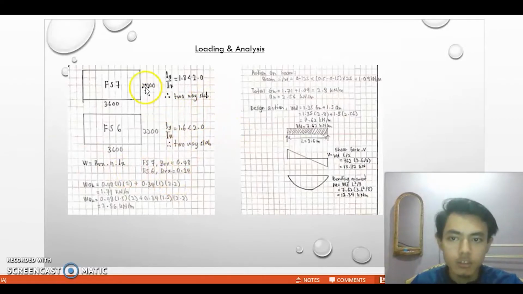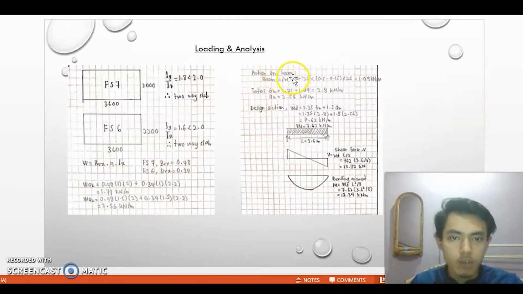For this beam, we have two floor slabs, which are floor slab 7 and floor slab 6. Both are two-way slabs. Then we determine the beta vx value, which for floor slab 7 is 0.48, and for floor slab 6 is 0.34. Then we calculate the wGk, which is 1.71, and for wQk, 2.56.